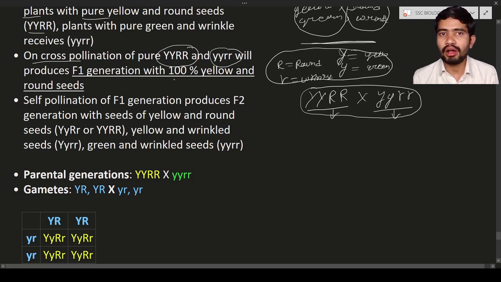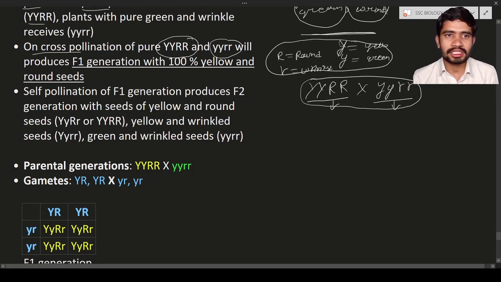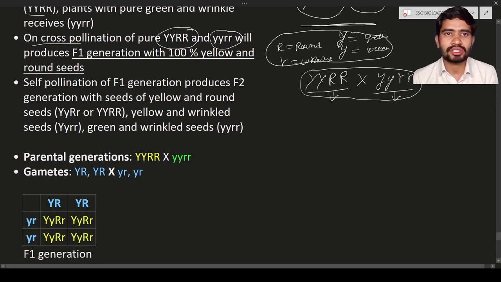In the F1 generation, all are yellow and round seeds. We will see how you get the yellow and round seeds. The self-pollinated F1 generation produces the F2 generation with yellow and round seeds, having the combination of capital Y, capital R, and so on, yellow round, in this way and this way.